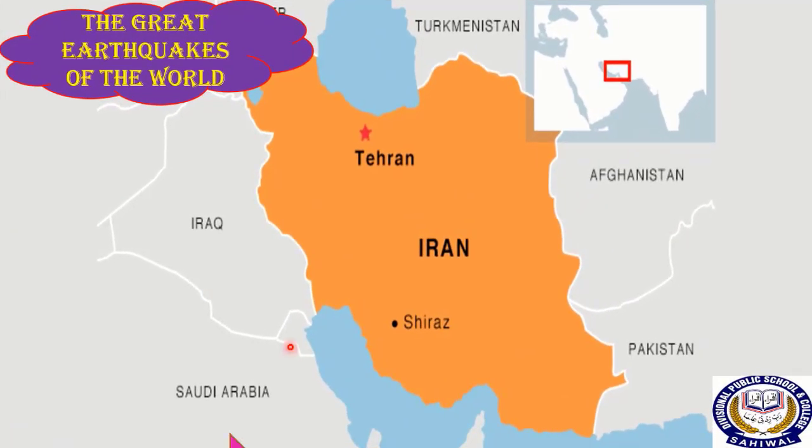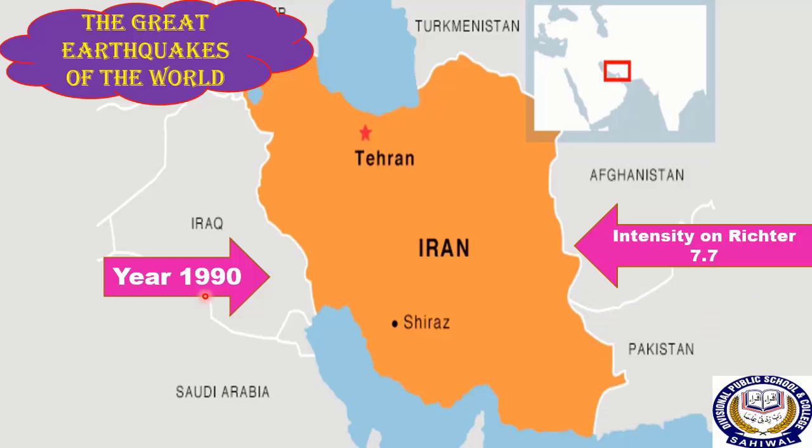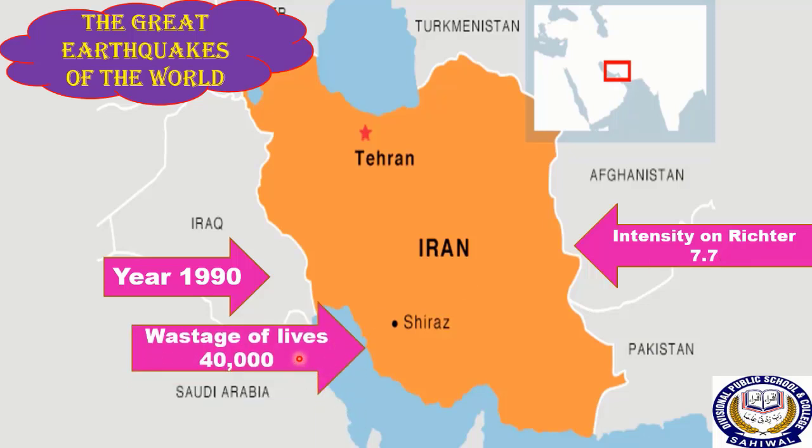Iran earthquake came in 1990. Intensity on Richter scale 7.7. Wastage of lives, 40,000 people died at that time due to this earthquake.